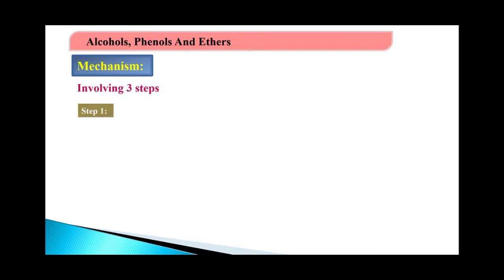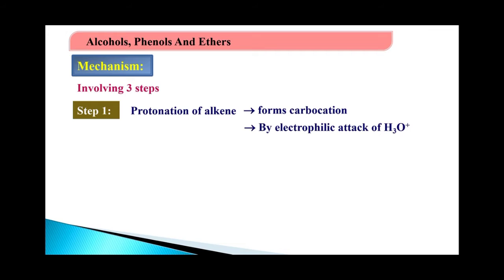In the first step, the protonation of the alkene will take place. During the protonation of the alkene, the intermediate formed will be the carbocation, and the protonation of the alkene will follow the electrophilic attack of H3O plus. H3O plus is nothing but hydronium ion. How do we get H3O plus? Water in presence of acid gives rise to H3O plus.